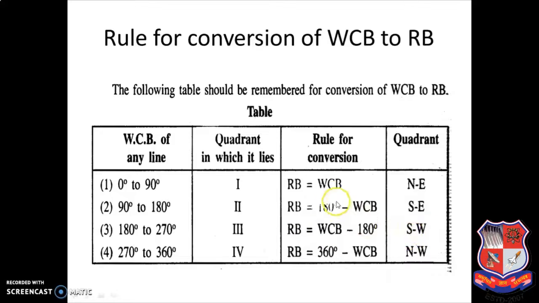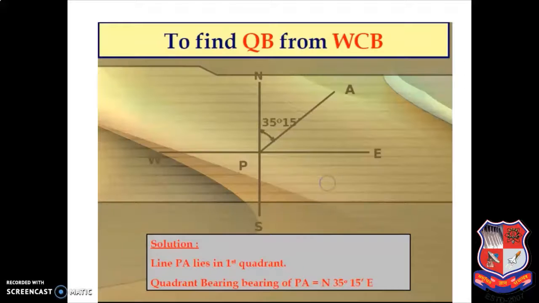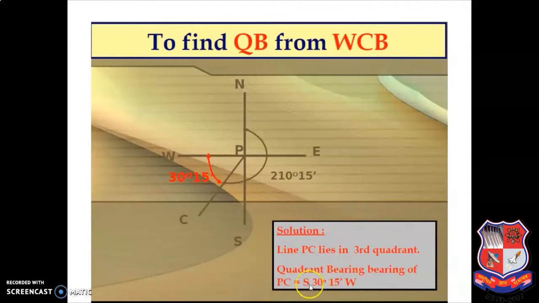Again, it is approaching towards the southwest. So your answer will be south 30 degree 15 minute west. You can also calculate using the figure. This value from here to here is 180, and from here to here it is 210 degree 15 minute. So from 210 degree 15 minute, if you deduct that value 180, what will be your answer?